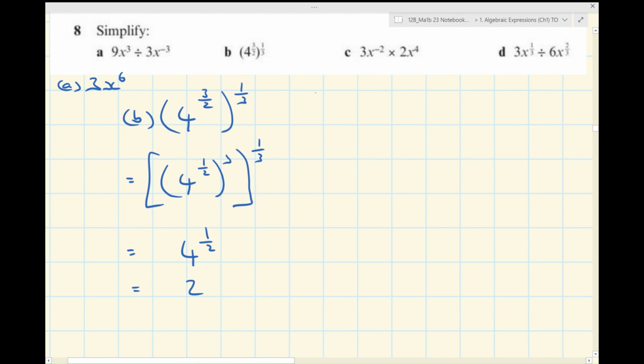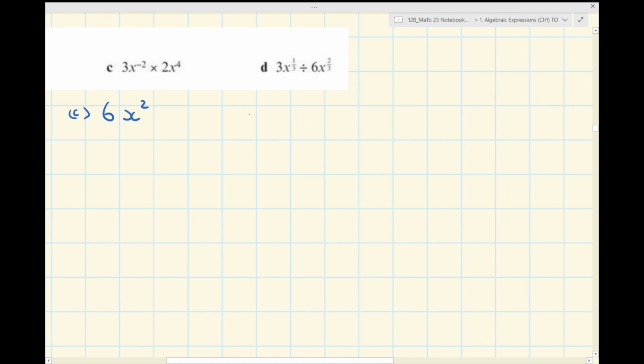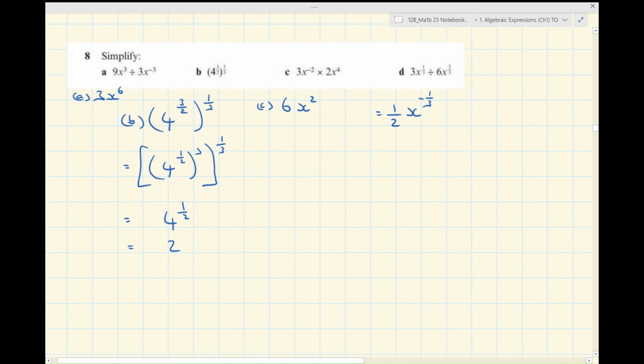Let's look at C. 3 times 2 is 6. Now I'm going to add these indices. Minus 2 plus 4 is 2. And lastly, D. I've got 3 divided by 6, which is a half. x to the third divided by x to the power of 2/3. I'm going to subtract those indices to leave me with x to the power of minus a third. And that is number 8.